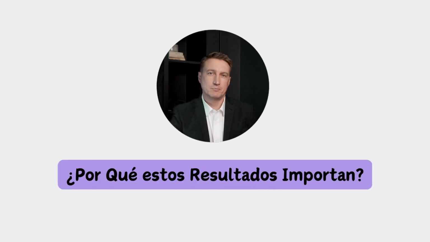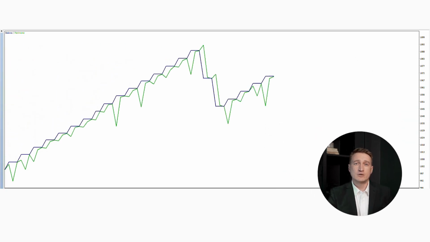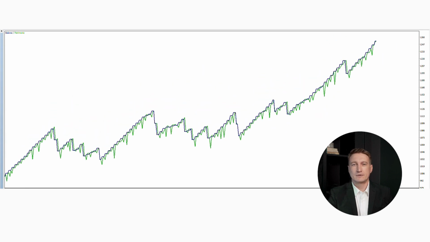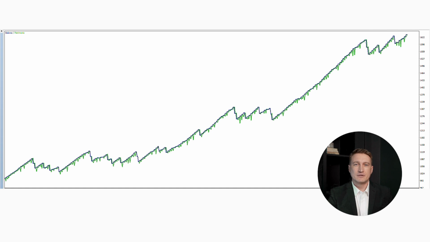Why do these results matter? They demonstrate that the strategy does not rely on aggressive tricks, like Martingale or infinite grids. They confirm a more stable growth of the balance, as the EA executes each trade with a clearly defined risk. They show the ability to adapt to different pairs and timeframes, without major modifications.